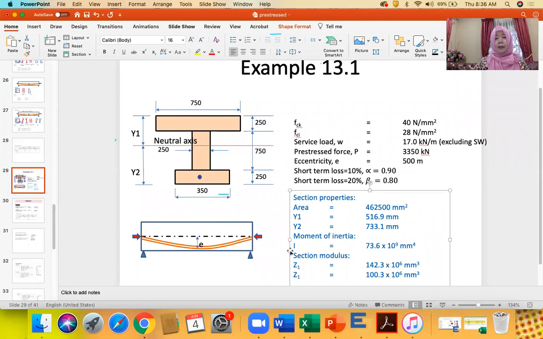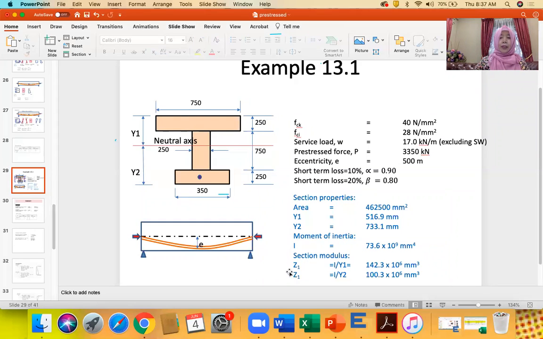But you need to know which one is Y1 and Y2. So Z1, you can obtain by dividing I over Y. Z is equal to I divided by Y1, so you have the value there. Then I divided by Y2, so you got the value here. So we have already obtained the section properties and section modulus.